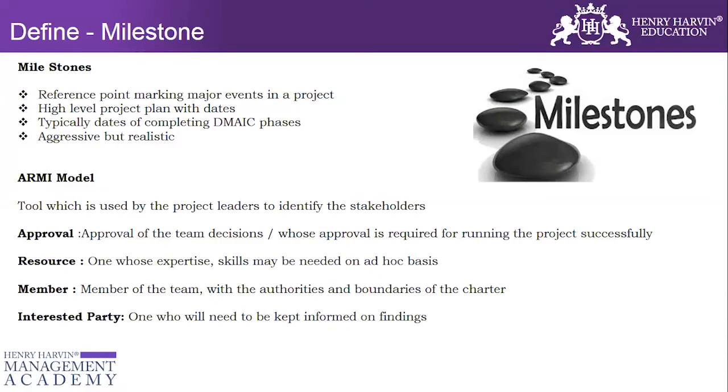For example, the CEO of the organization is not the approver, because he has already assigned the responsibility one level below him to give certain approvals, and the CEO is at the top. You would just need to keep him informed. Anything which cannot be done by the approver, in that case the interested party comes in.